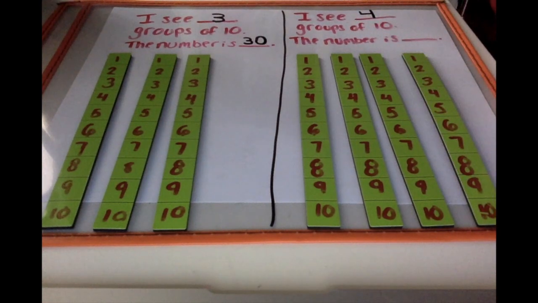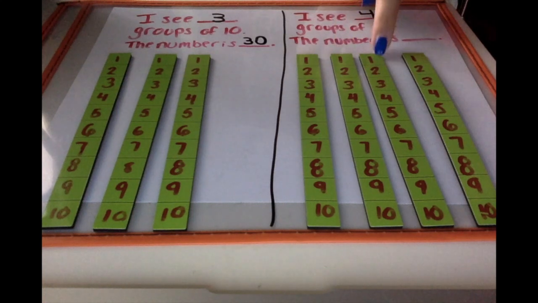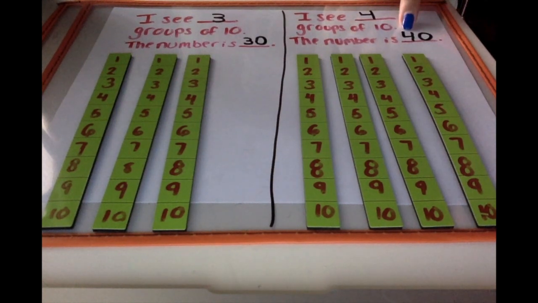So now that can help us. If we see 4 groups of 10, what's our number? Remember, we can use this number to help us with the tens place, or we can count by tens. I'm going to count by tens again. 10, 20, 30, 40. What's our number? 40, that's right. And again, I'm looking at the number 40. This means there's 4 tens and 0 ones. I see 4 groups of 10. The number is 40.